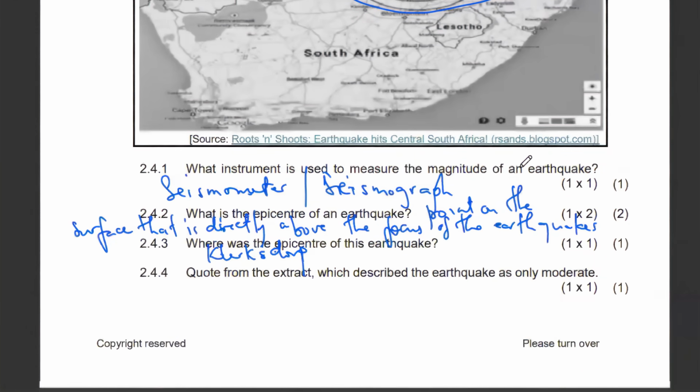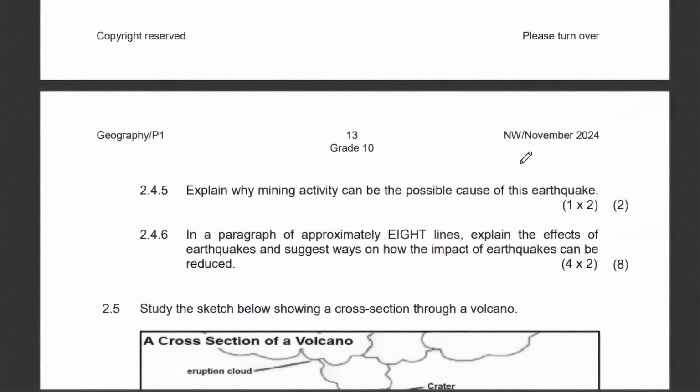Right. That takes us to the next question. Explain why mining activity can be the possible cause of this earthquake. How does mining contribute towards earthquakes? We are looking at mining here, resulting in underground excavation. We are extracting from underground. Underground excavations, how do they impact? The underground excavations in this instance can lead to stressors.